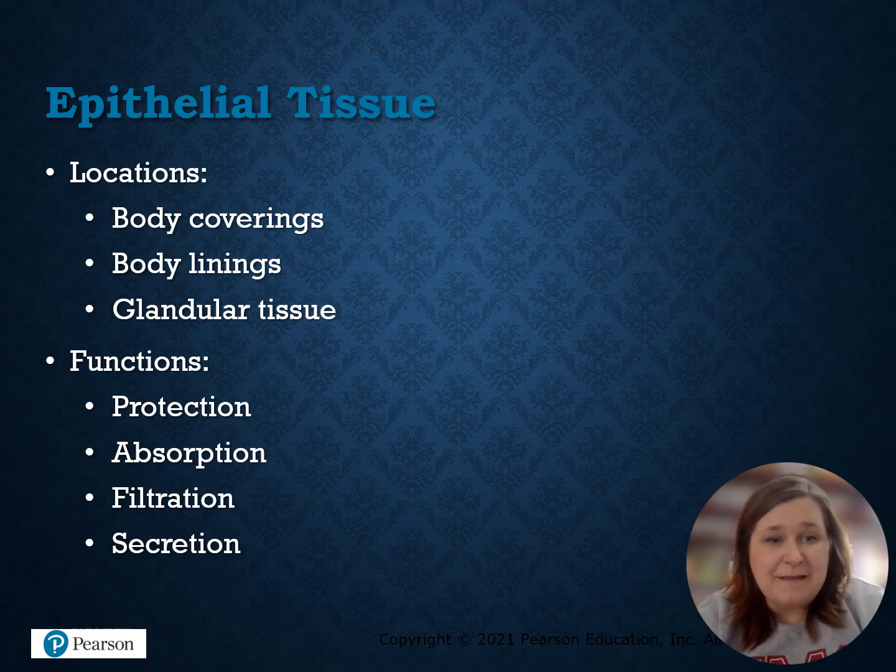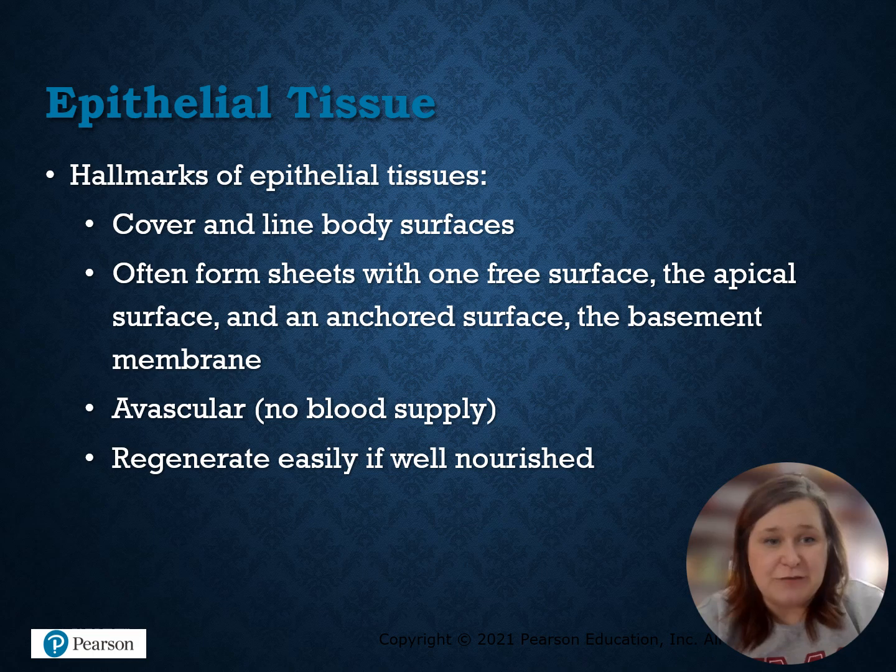So epithelial tissue, the locations where we're going to find it. We're going to find it on body coverings, body linings, and in glandular tissue. It functions for protection, absorption, filtration, and secretion. The hallmarks of epithelial tissues are that they cover and line body surfaces. They're often going to form sheets with one free surface. We call this the apical surface, and an anchor surface, which we refer to as the basement membrane.